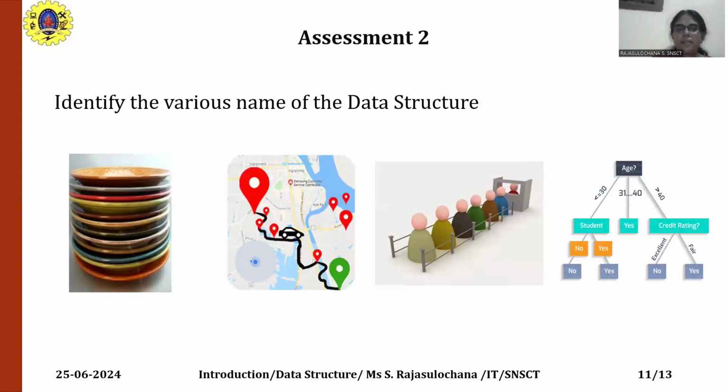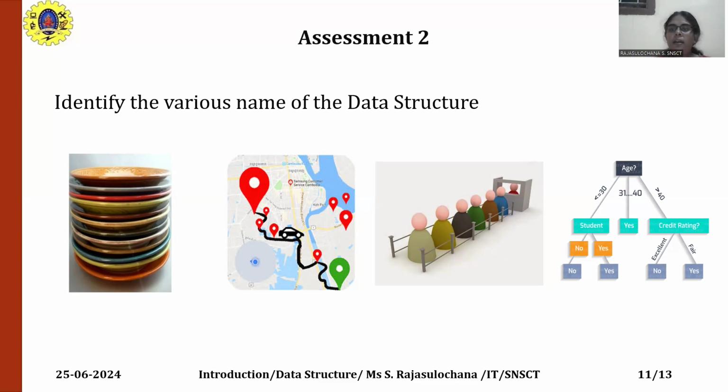Here are a few assessments. The first one: identify the data structure. What does it represent? Yes, it represents a pile of plates. It is arranged one above the other. We can also call it a stack. So we have stacked the plates one above the other.